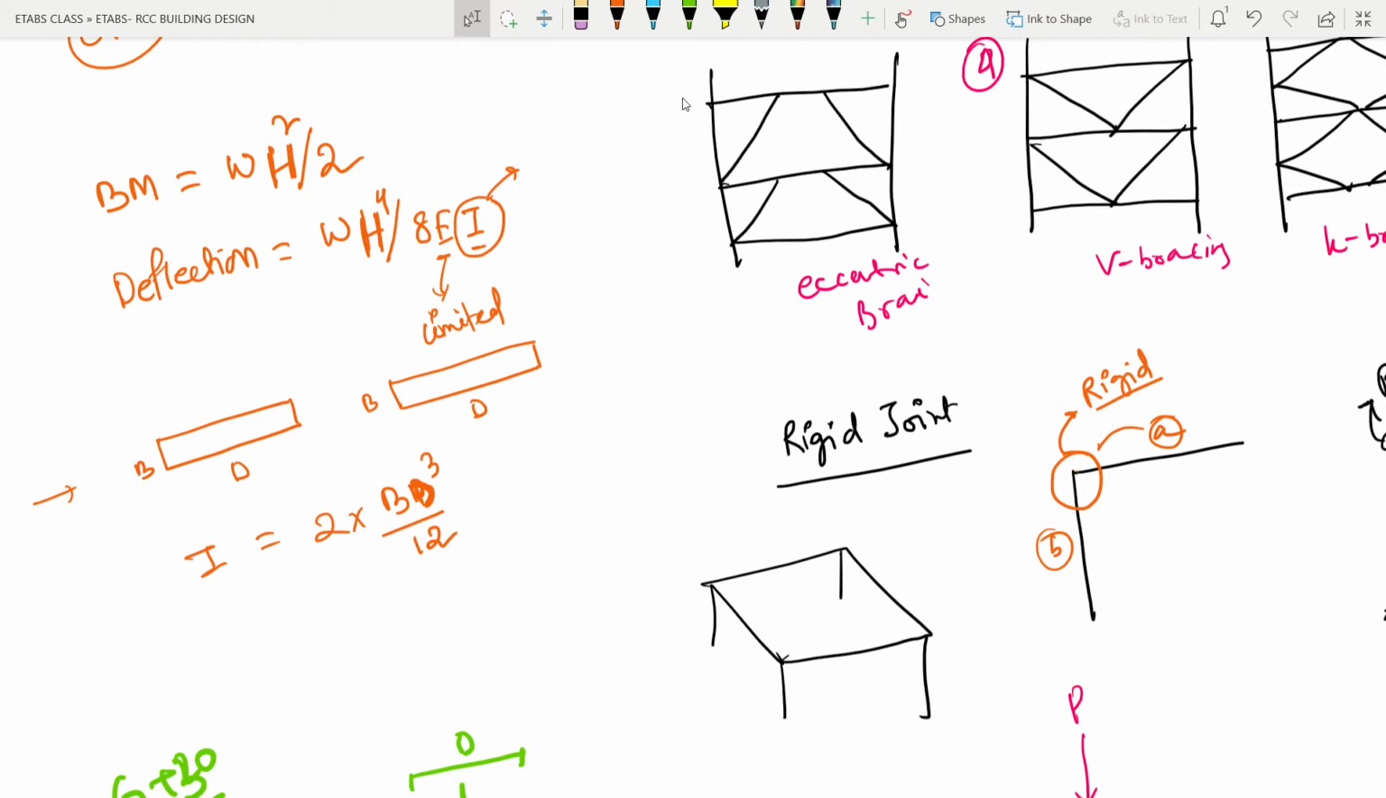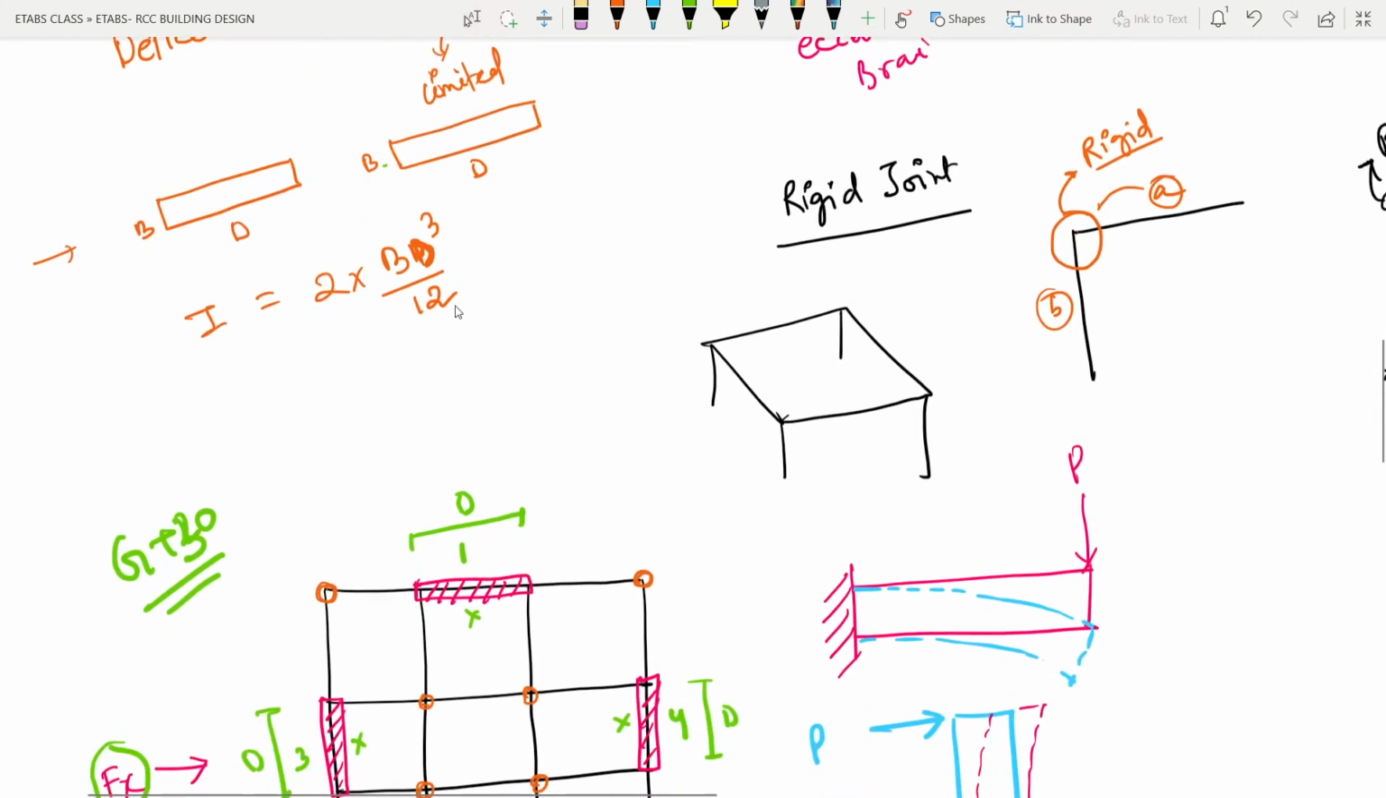Right now, if I make it a wall as a whole, I'm just combining these two walls, making one single wall. If I make one single wall, what will happen? The depth will be 2D, as I'm just adding these two, and the B will be the same.